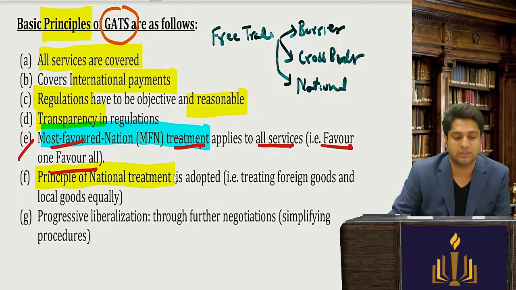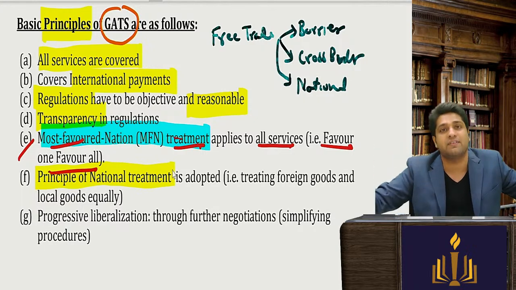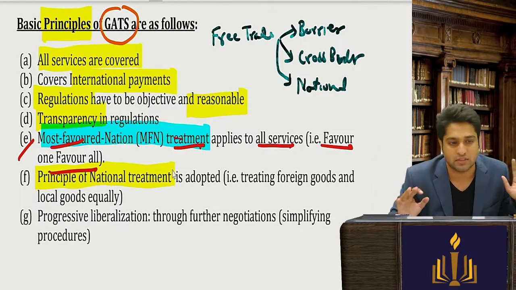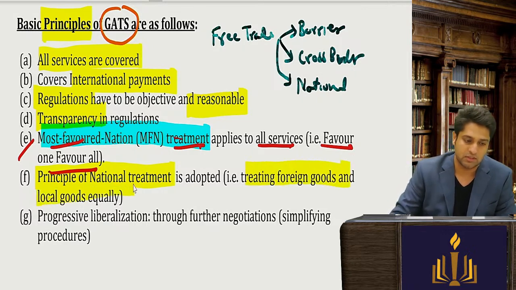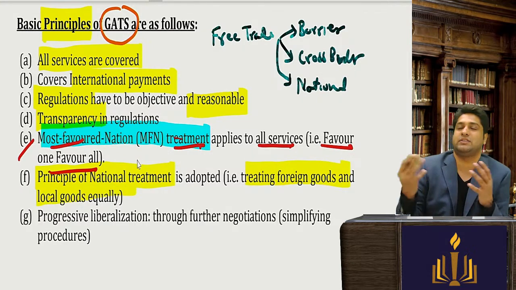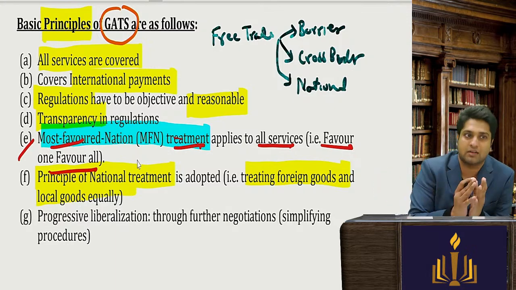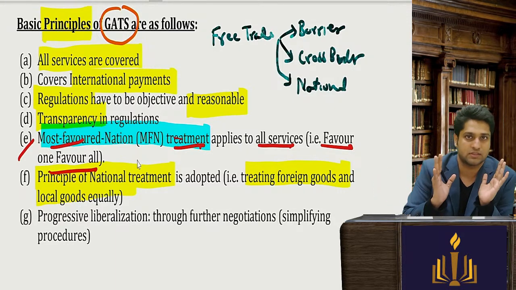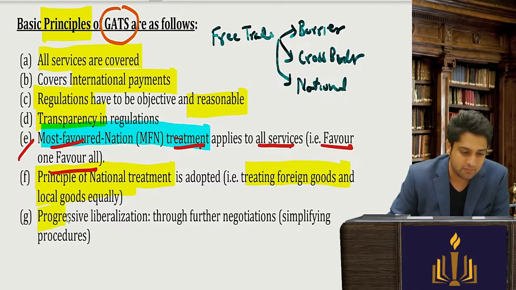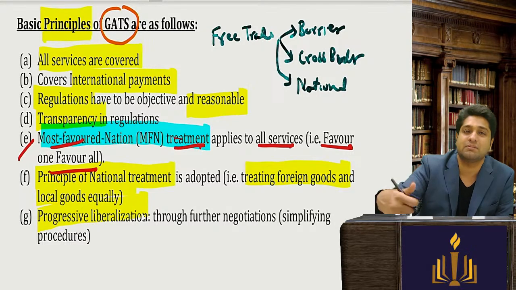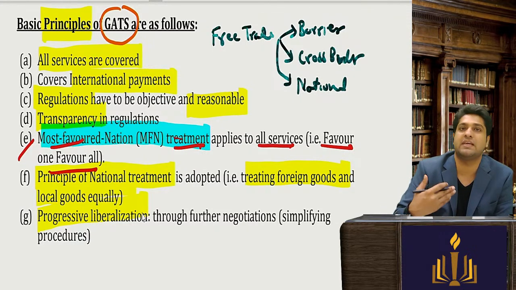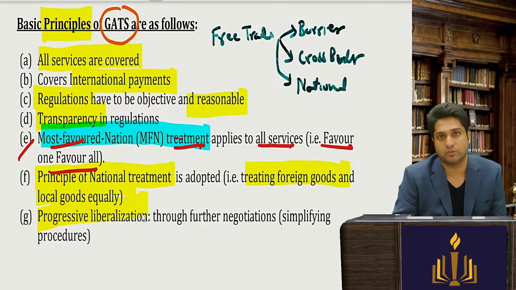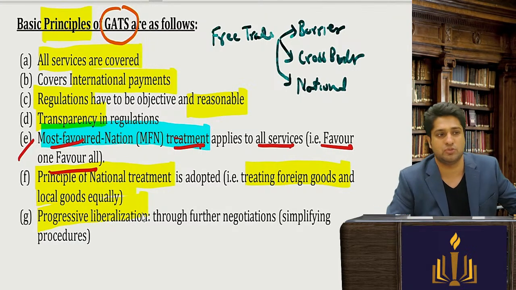Now, as I told you, we should treat everyone as we would treat our citizens, treating foreign goods as the local goods. Obviously, countries do not freely follow this, but the GATS principle is this. Progressive liberalization. Liberalization means to make laws simplified, removing the barriers, simplifying the procedures, making transaction time faster.